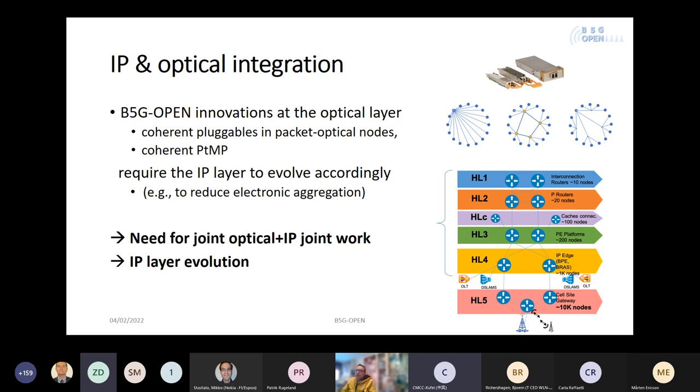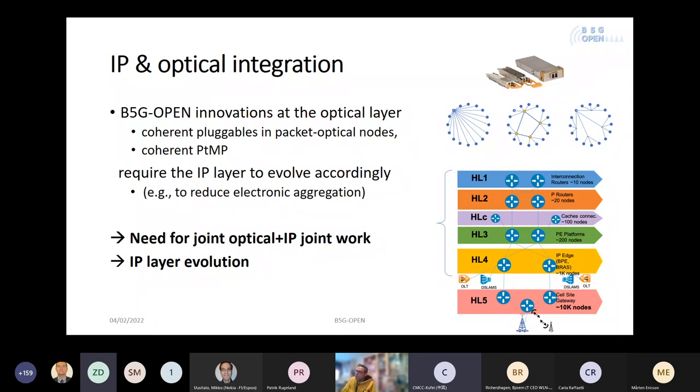So going beyond 5G, or beyond our project, I will tell you what the challenges are that we have. One of the challenges is the IP and optical integration. Okay, so as you saw, we have two things to work with. One of them is the introduction of these coherent pluggables in the packet optical boxes, and the other is this point-to-multipoint transmission. Both of them still remain a challenge. So there is a need to make IP and optical work together, and also to change the way of designing the IP layer. Here on the right side, this is the structure of the IP network of Telefonica, which is a hierarchical approach because it is designed with today's technology.